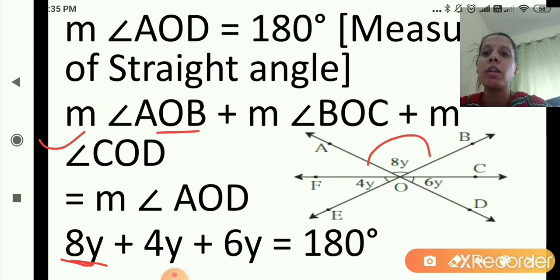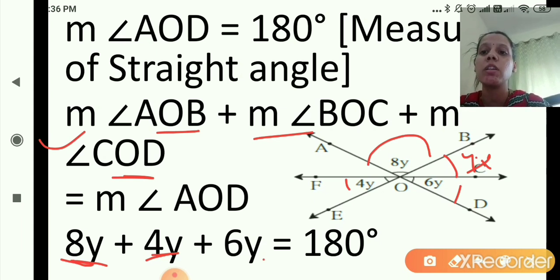Now what is the measure of angle BOC? See in the figure, BOC is opposite to EOF, so this is 4y, which means this is also 4y, correct. So we will put this 4y here. Then what is the measure of angle COD? See here, this is COD. What is given? 6y, correct. So we will write down here 6y.